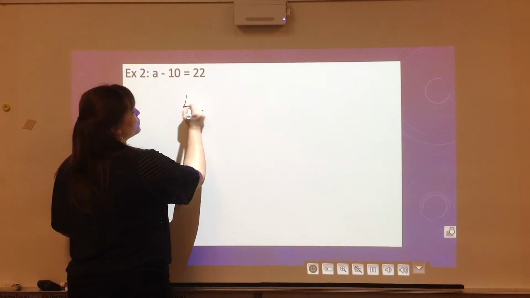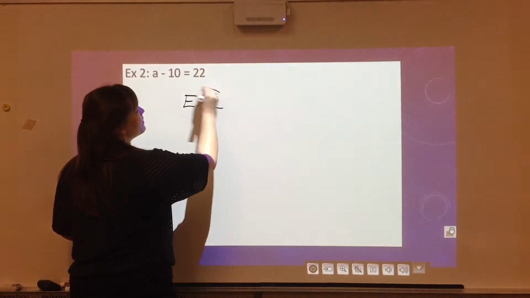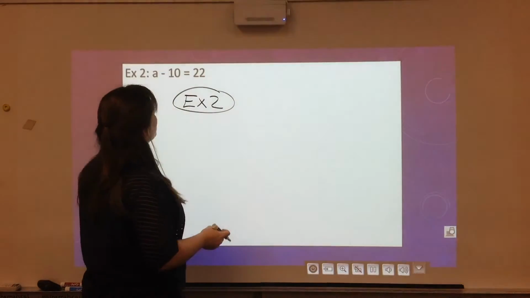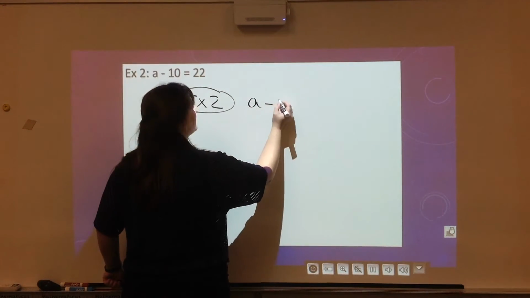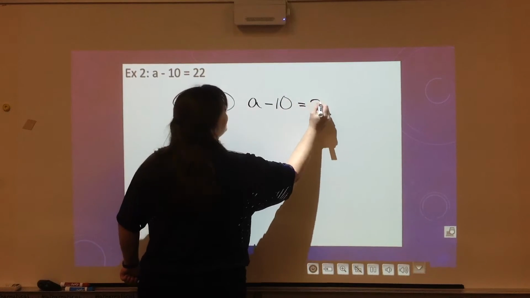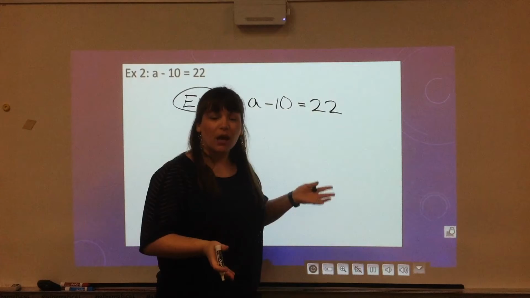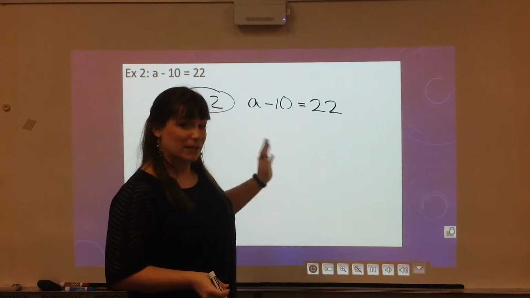So example 2, still on the bottom of that note sheet, just using up that notebook paper. Example 2 from our sheet is a minus 10 equals 22. Notice the a is still on the left. I'm going to need to get that by itself.